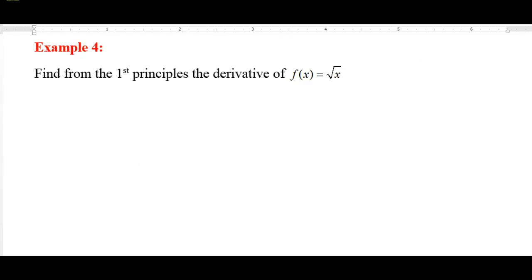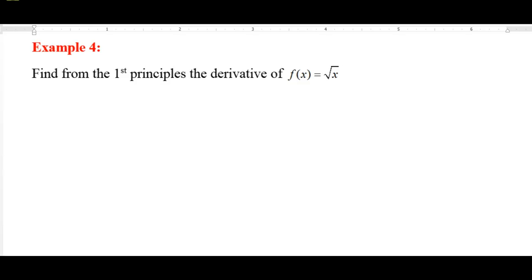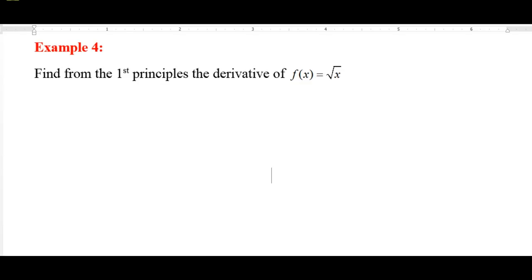Now, example number 4. You have to, from the first principle, find the derivative of the function this. And this is also a curve. I hope you can try your hand on this. It's a little bit complicated because you have to do a lot of surd work here. Maybe I'll give you a clue. Remember the formula we know already.